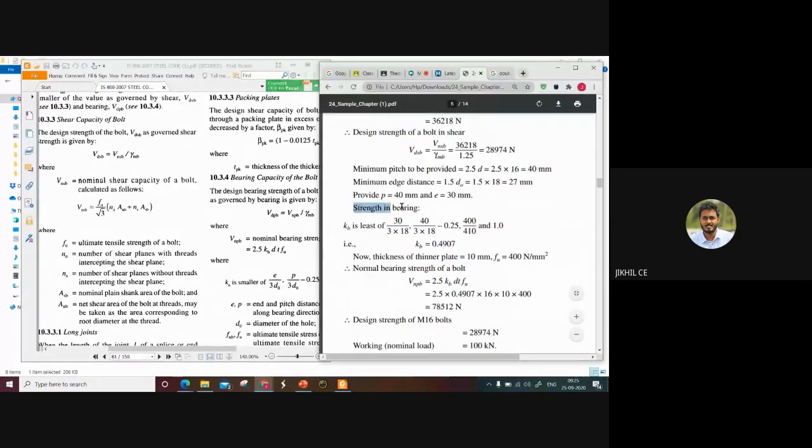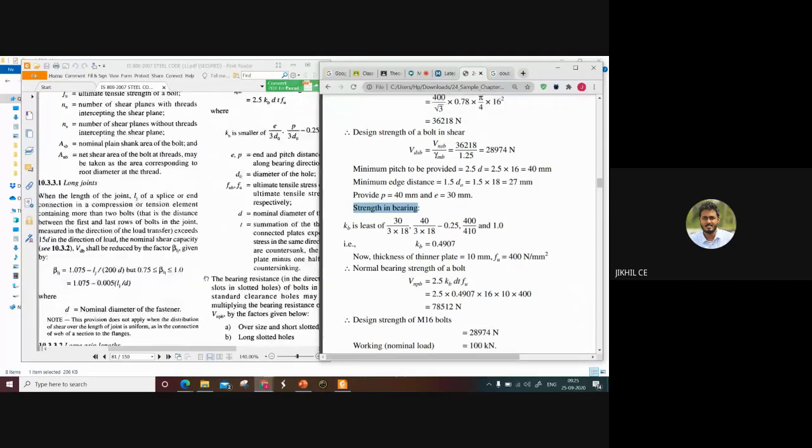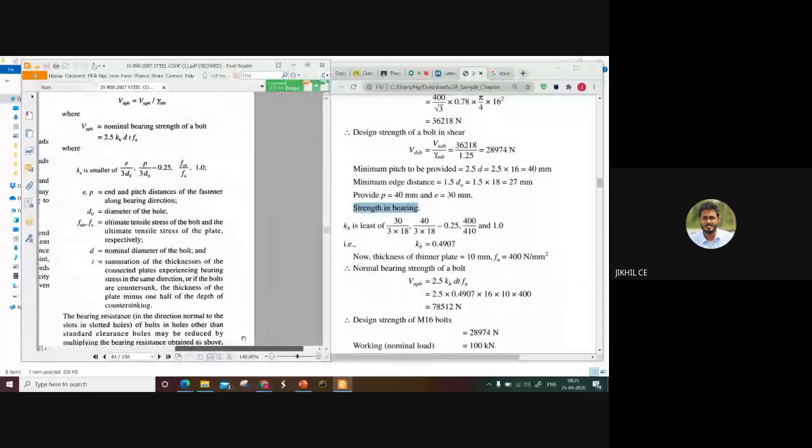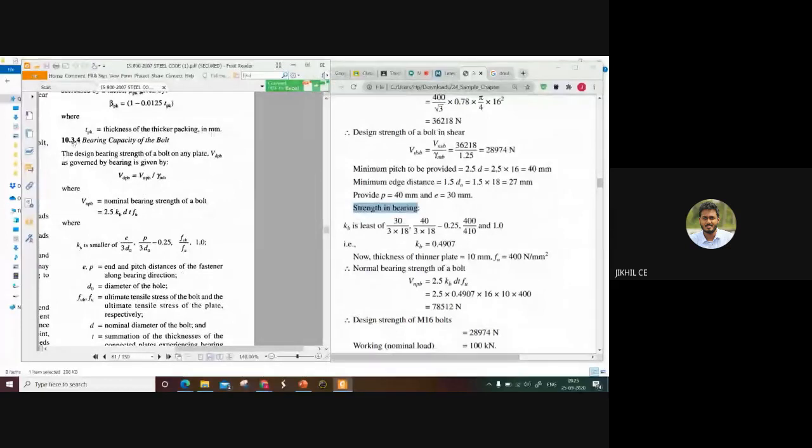And then the calculation for bearing. In the code itself, we have 10.3.4, the bearing capacity of the bolt.